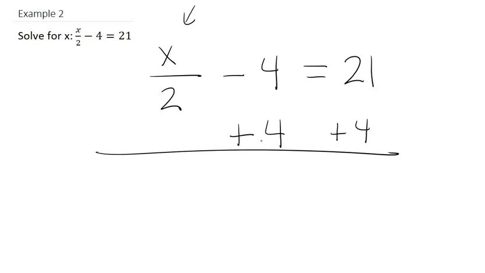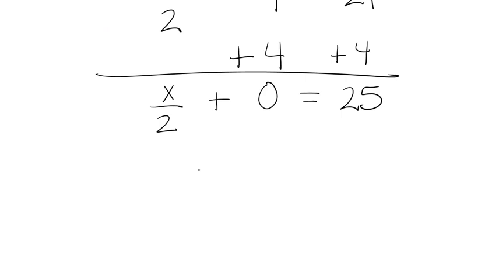So we have minus 4 plus 4, so that's 0. We have an equal sign. 21 plus 4 is 25. Then we'll just bring x over 2 straight down. And so we have x over 2 plus 0, so just x over 2 equals 25.